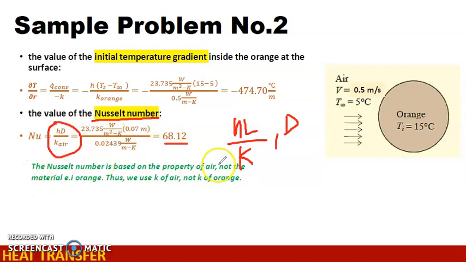The Nusselt number is based on the property of air, again, and not on the property of the orange. Thus, we use k for air and not k for the orange because we are evaluating whether the air flow is turbulent or laminar. So that's how you solve sample problem number 2.